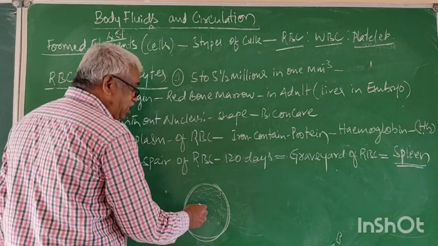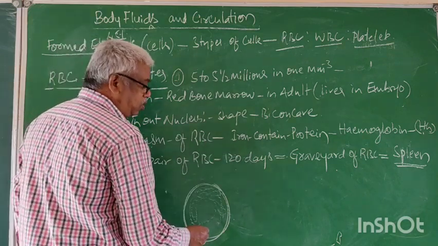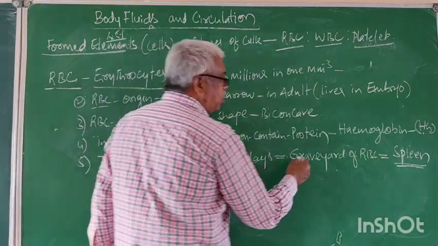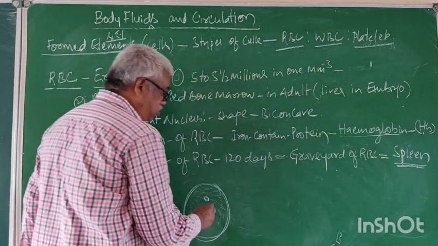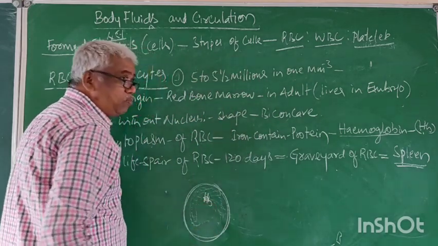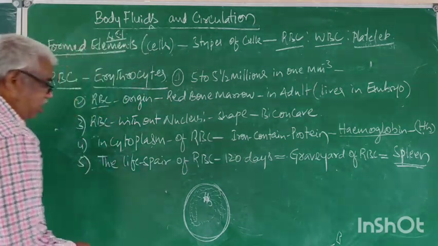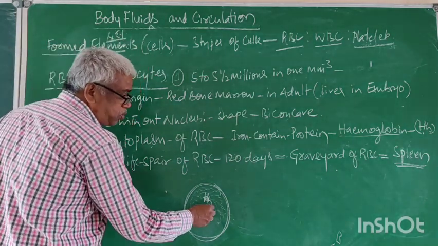Plasma. Right. In the cytoplasm of RBC, a protein is there. A protein pair, hemoglobin, HB, hemoglobin protein. Right? Now HB is a protein.